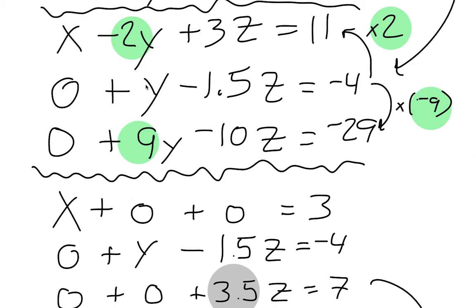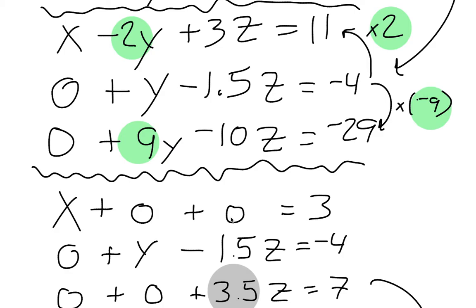So in order to do that, we see a negative 2 here, so we have to take this middle equation and multiply it by positive 2. This middle equation times positive 2: 0 times positive 2 is 0, the x is unaffected. Y times positive 2 is 2y plus negative 2y is 0. Negative 1.5z times positive 2 is negative 3z. And it also happens to, when you add it to positive 3z, you get 0.